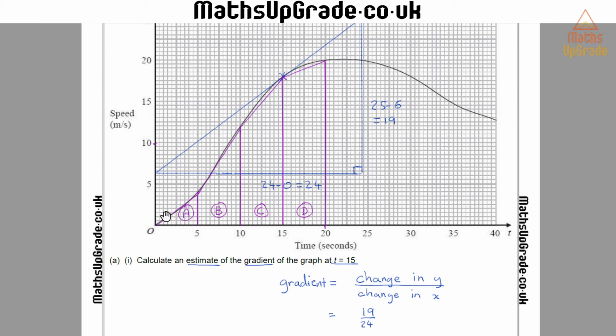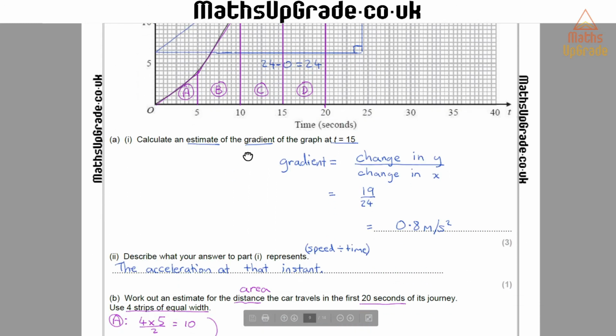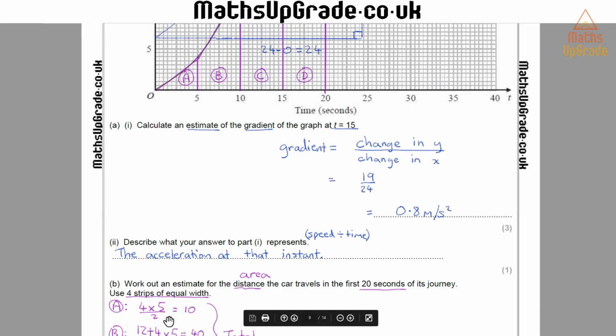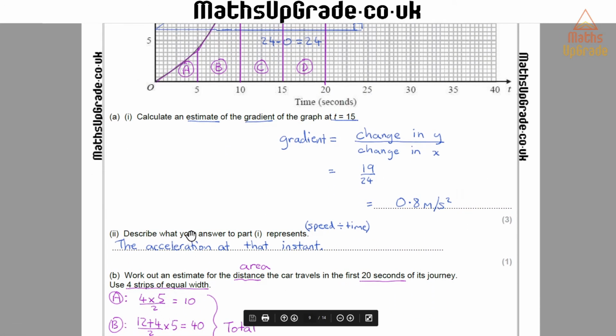Let's look at this first one here. That one is just a triangle, so section A is just a triangle. The area of a triangle is base times height divided by 2. The base is 5, the height is 4, so 5 times 4 divided by 2. The area of that first section is 10.